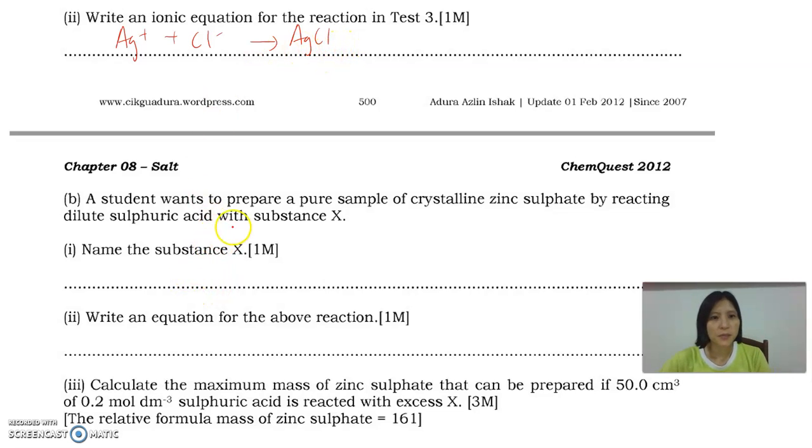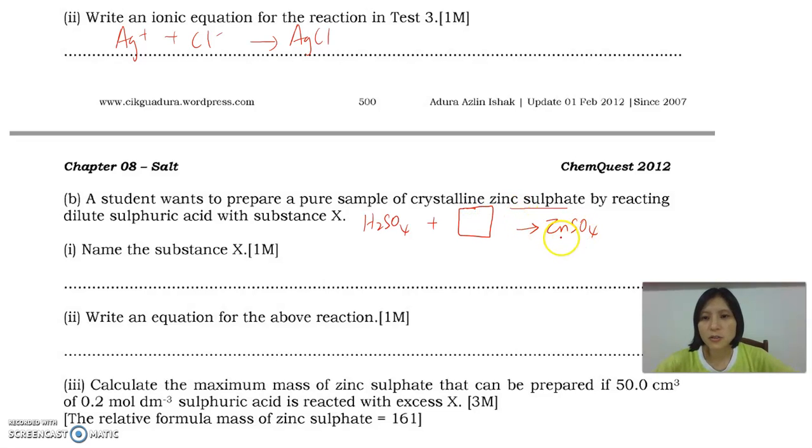Second one. Wants to prepare pure crystalline zinc sulfate. So it wants to prepare zinc sulfate. Every time you see anything to do with salt, write the equation first, then you can answer many questions. So by reacting dilute sulfuric acid with a substance X.